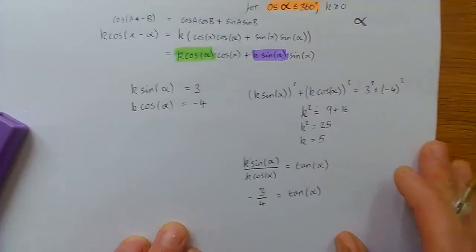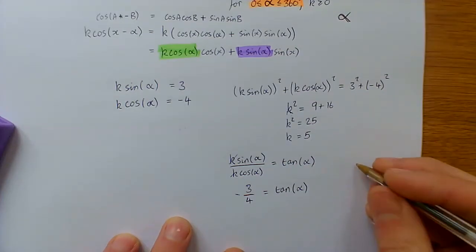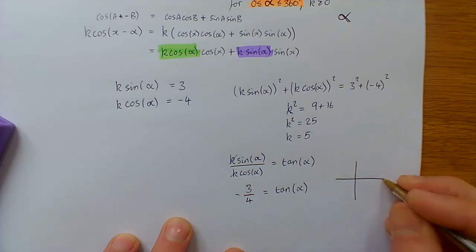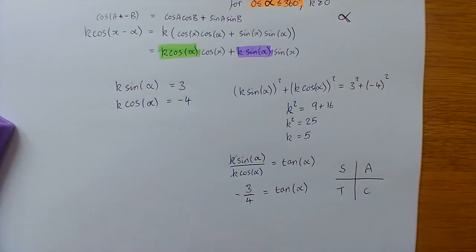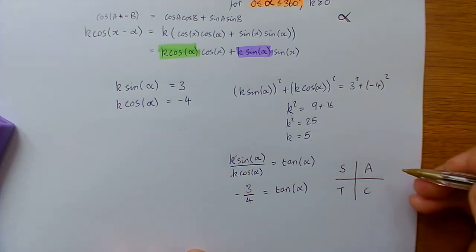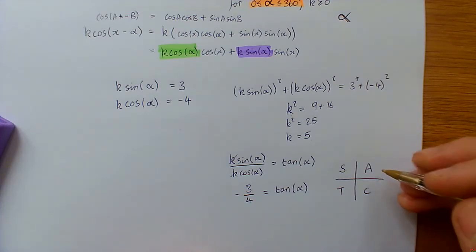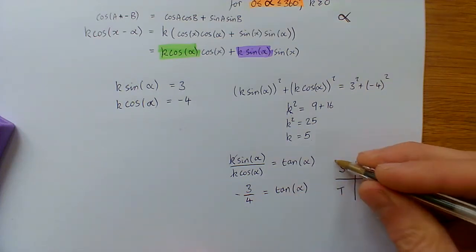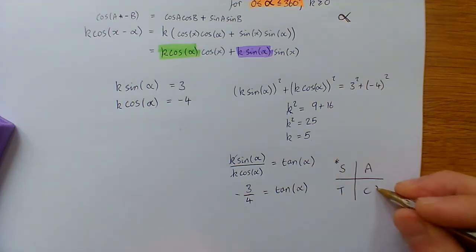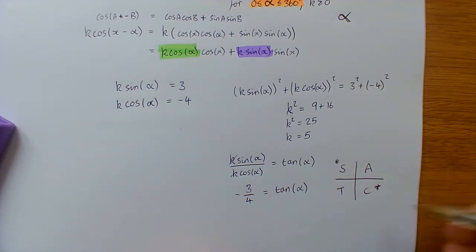Now, we've got a complex consideration to make here. And this is where cast probably wins over graphs. So if you haven't been drawing cast diagrams so far, this is a time when cast comes in quite handy. But it's not a complicated use of it. So we've got a tan which is negative. So that's either up in this section or down in this section. But we need to decide which one we're in.